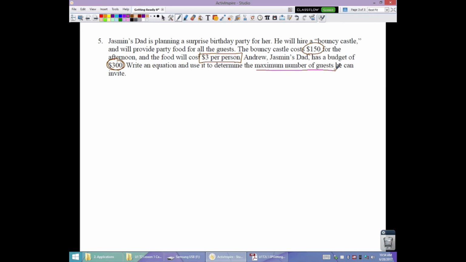Well, let X equal the maximum number of guests. How are we going to spend this $300? Well, we're going to rent a bouncy castle, plus we're going to get food and hope to keep that at our budget of $300. Well, the bouncy castle is $150. The food is $3 for every person, and we don't know how many people we're inviting. That's the X. So the food will cost us $3 times however many people we invite, and that needs to equal 300.